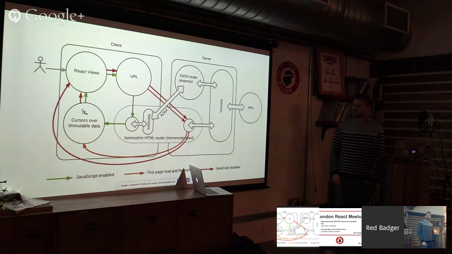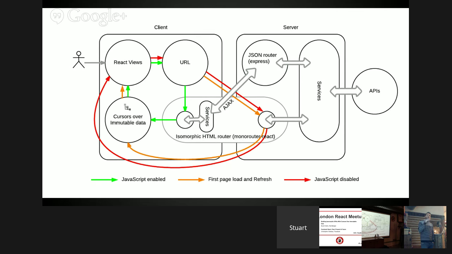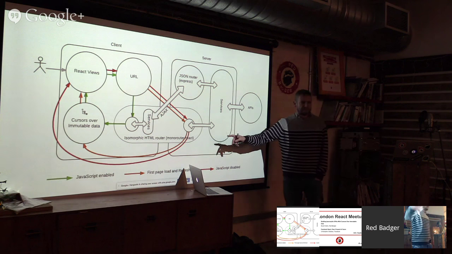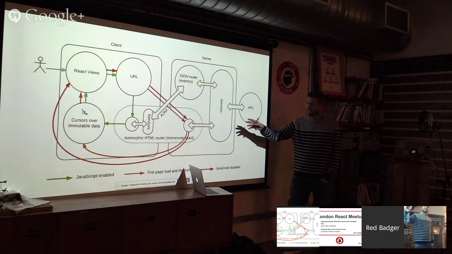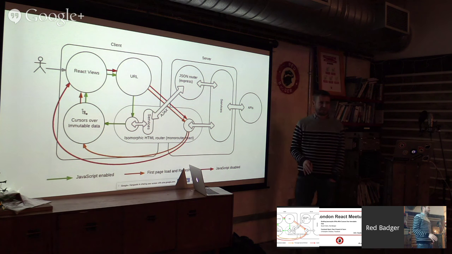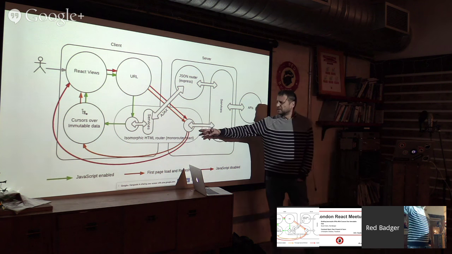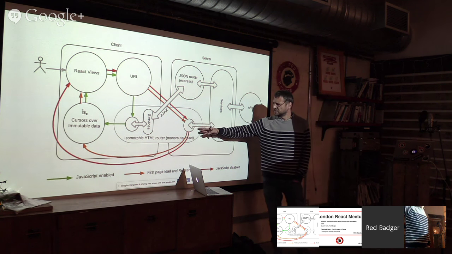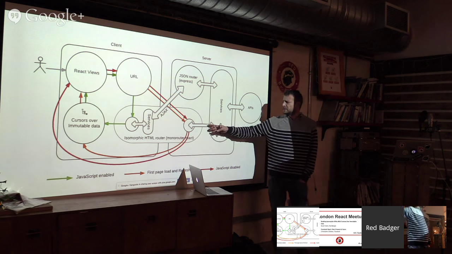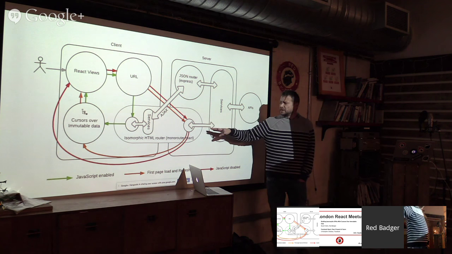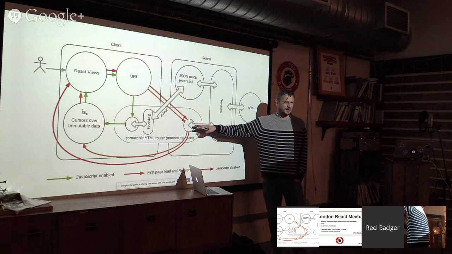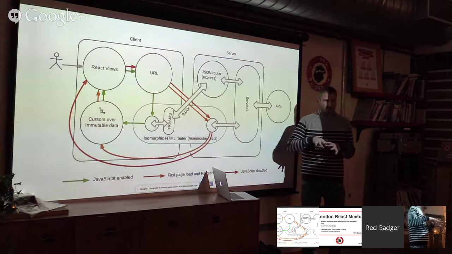So if you follow the red line, which is the first page load, if you type a URL into your browser, we've got an isomorphic router here which works on the client and the server. So it's the same code, the routes are declared once. We'll look at it in a second. But on your first page load, the server side implementation of the router renders the page. It may get some data from some services server side. It actually gets a cursor over your whole data set.